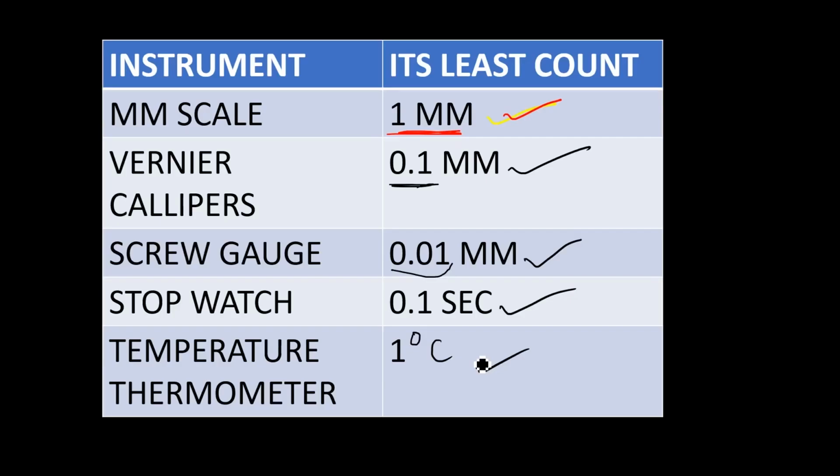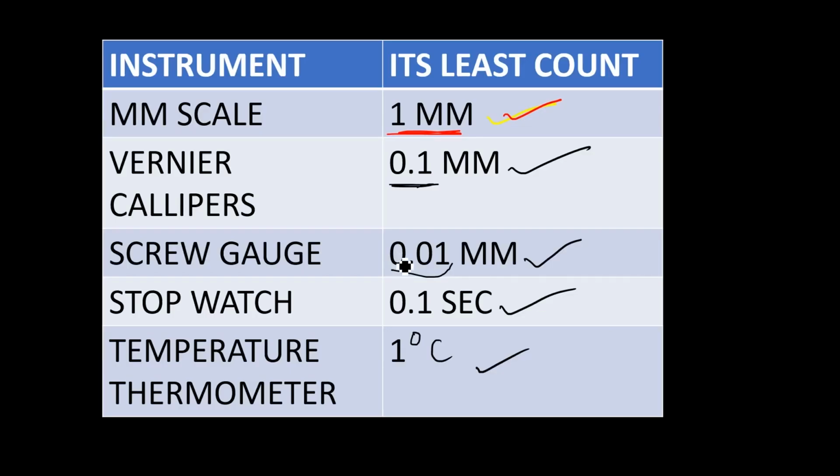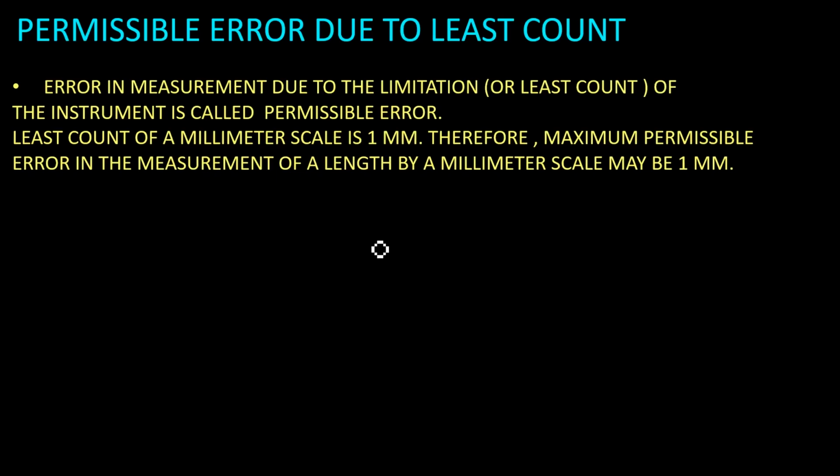So by this we can understand that least count is nothing but the smallest measurement that can be measured accurately by an instrument. That is called its least count. So I hope you got to know. Next, permissible error due to least count.